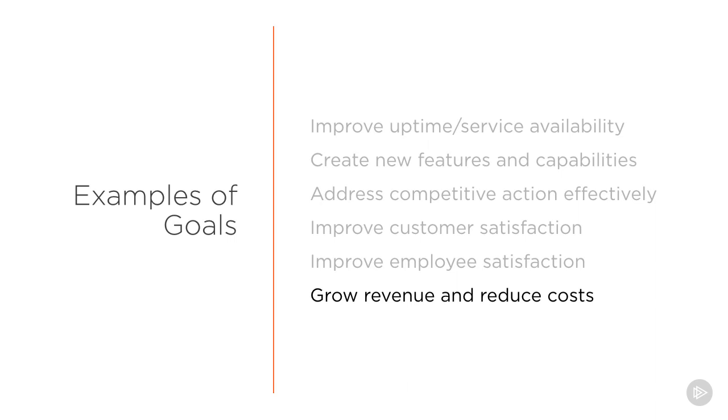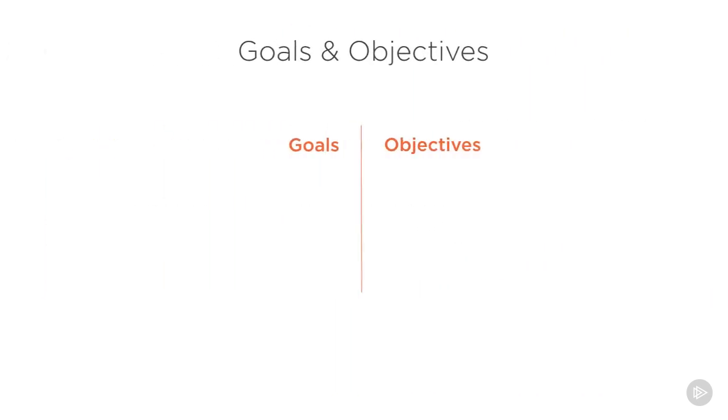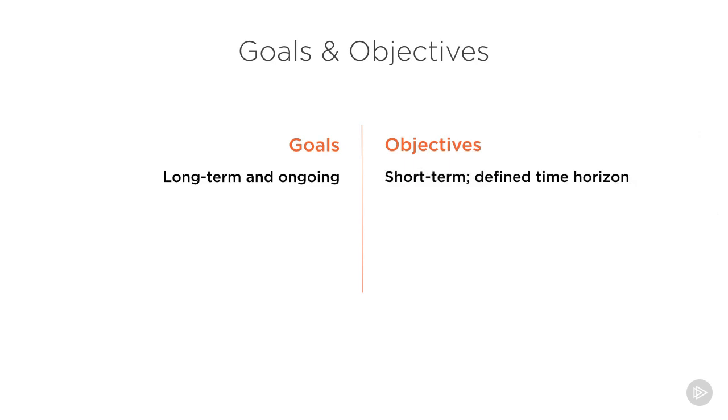However, it's important to also understand the difference between goals and objectives when we speak about the two. Goals are long-term and ongoing in nature. Objectives, on the other hand, are short-term and have a defined time horizon. Goals are qualitative in nature, whereas objectives should be measurable, quantitative in nature, something that we can know if we have achieved or not. Goals are meant to be aspirational.